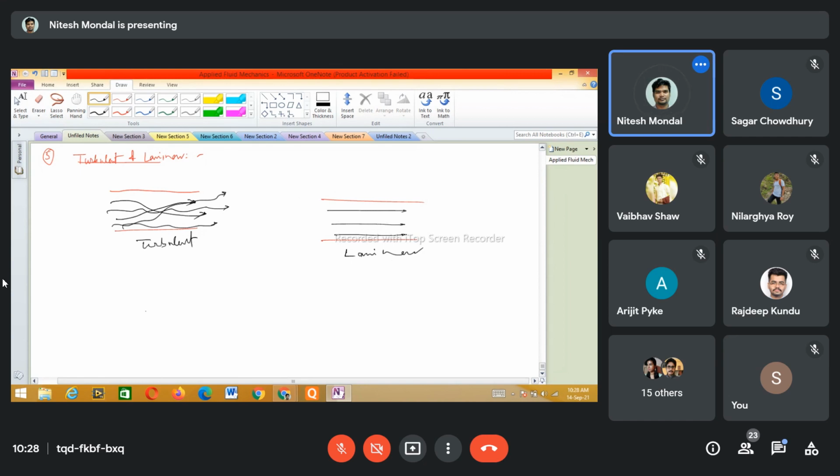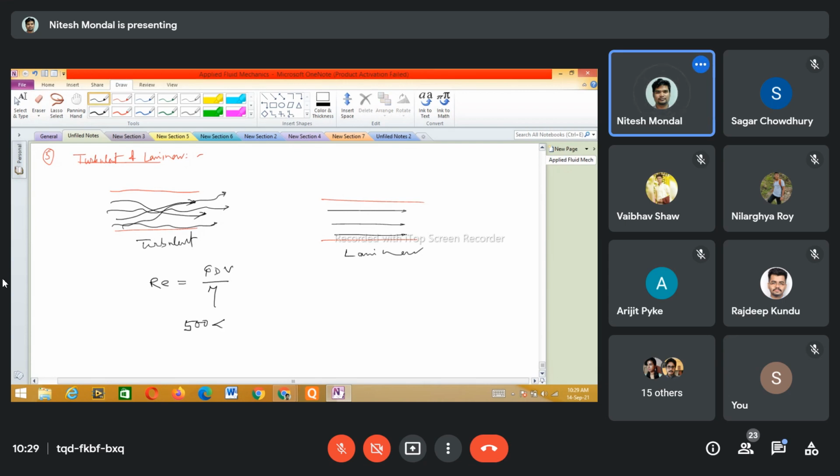Okay, and Reynolds actually gave a parameter, the Reynolds number, and Reynolds number is defined by rho v d by mu, where rho is the density of the fluid, d is the hydraulic depth or hydraulic radius of this fluid or conduit, and v is the average velocity of the fluid, and mu is the viscosity of the fluid.